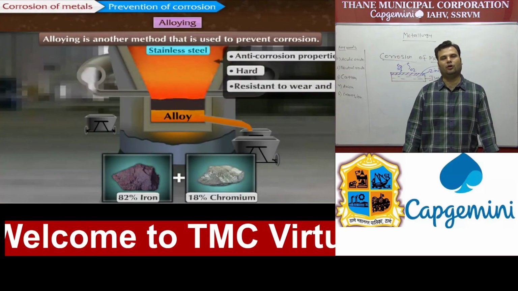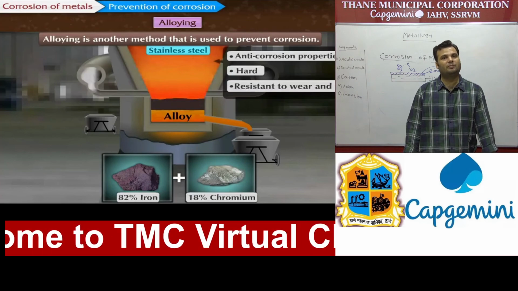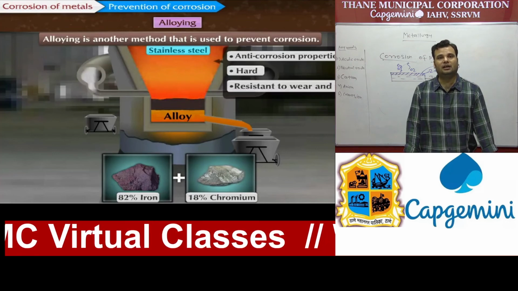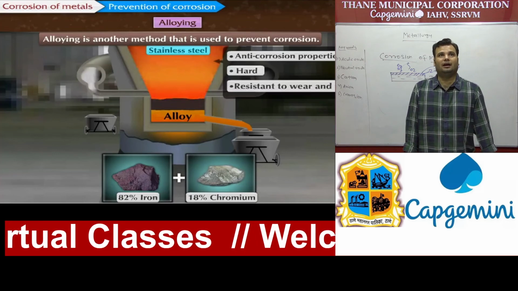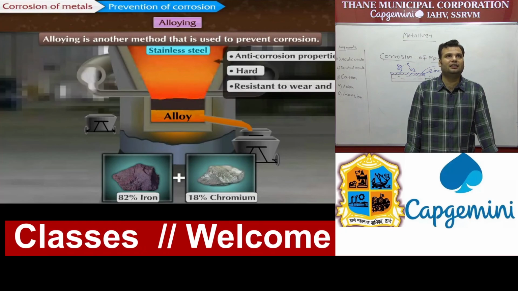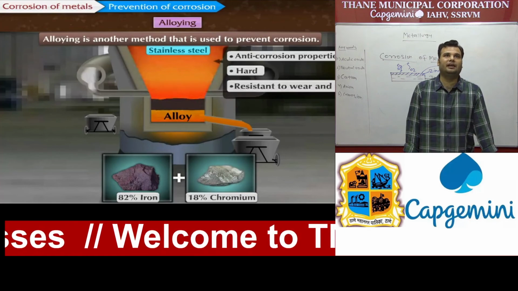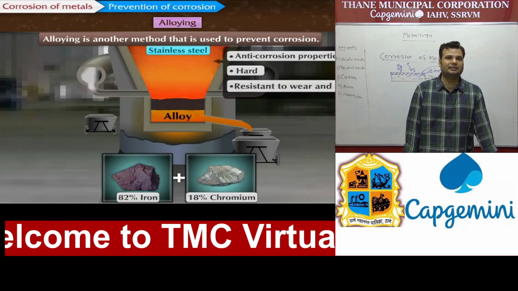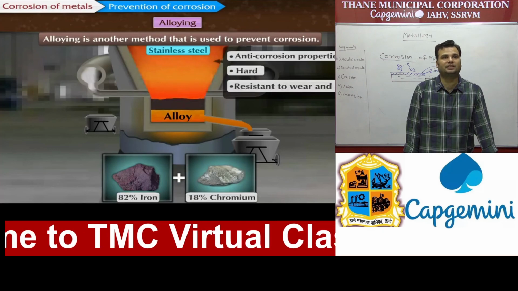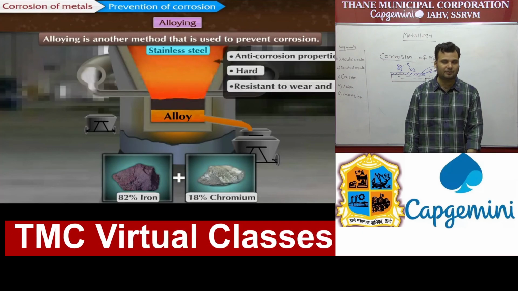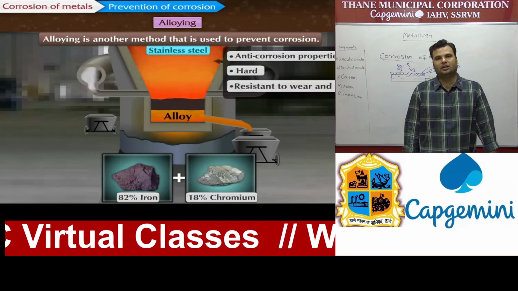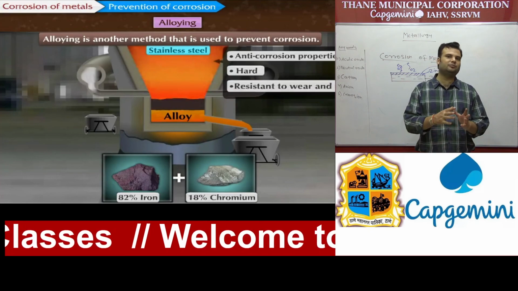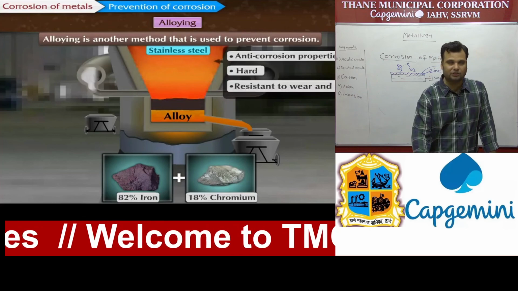And the last method is alloying. So what is an alloy? A mixture of metals with other metals, or a mixture of metals with non-metals, and it is a very important method. Nowadays all industries are going for stainless steel. So what are its properties? It has anti-corrosion properties, it is hard and resistant to wear and tear, and it contains metals as well as non-metals, like 82% iron and 18% chromium. You can see it is a mixture of different elements, and it is called homogeneous. Homo means single, geneous means phase, and heterogeneous means two different phases. That process is known as alloying.